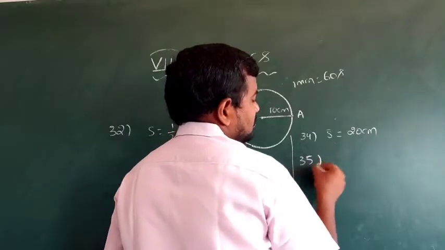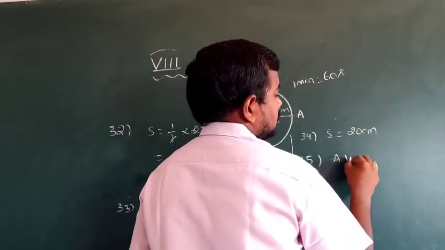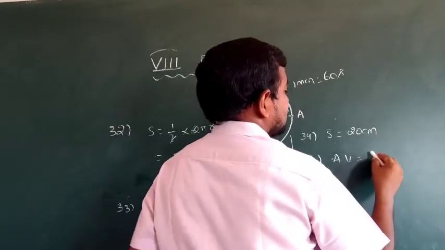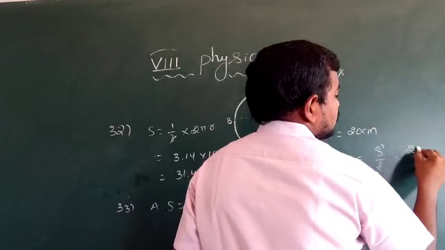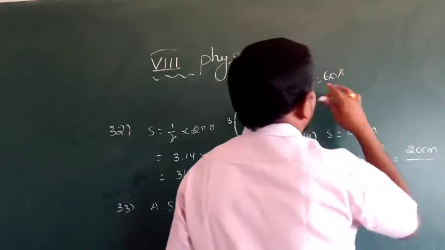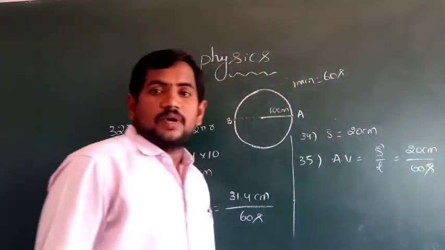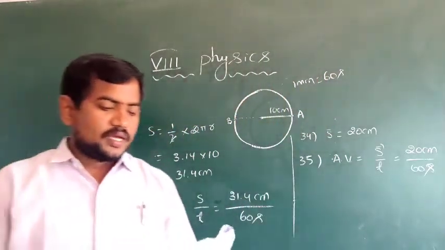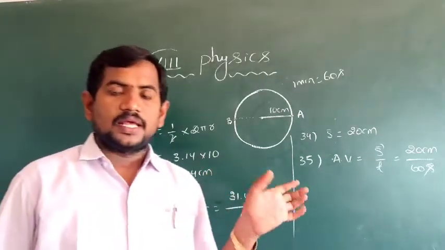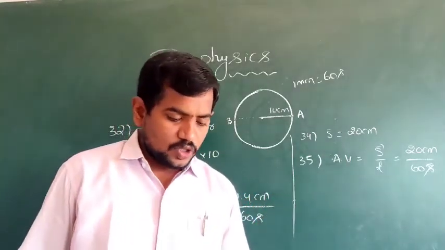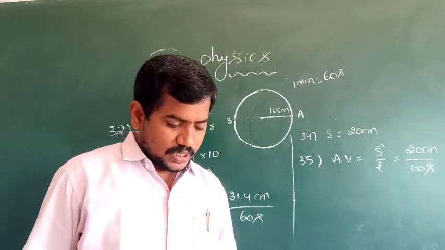Average velocity of the insect means, again, net displacement by total time taken. That means 20 centimeters by time taken, 60 seconds. By solving this, you will get all the answers. So this is how we have to complete any passage type questions also. Here we have given one more passage also, so now let us go through that.